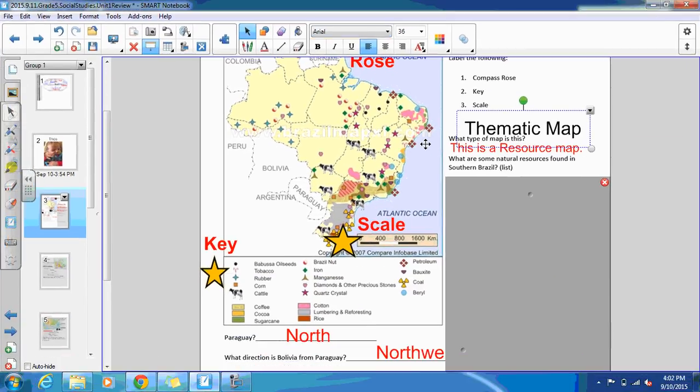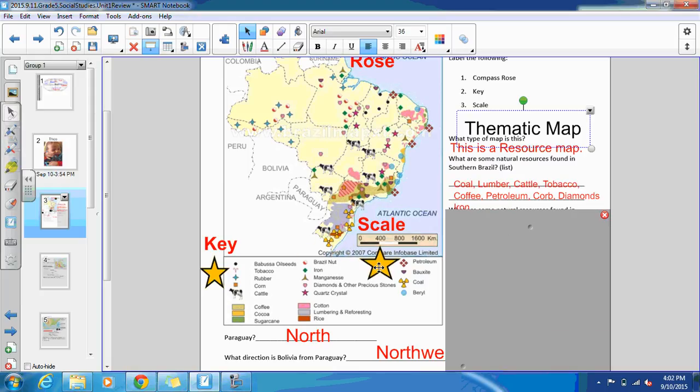Never eat soggy waffles. Soggy is south. I'm going to look at those symbols so I can tell that these yellow triangles, that's going to be my coal. This dark purple, that's going to be lumbering and reforesting. That cow, well, that's cattle. So in the south, we have coal, lumber, and cattle.